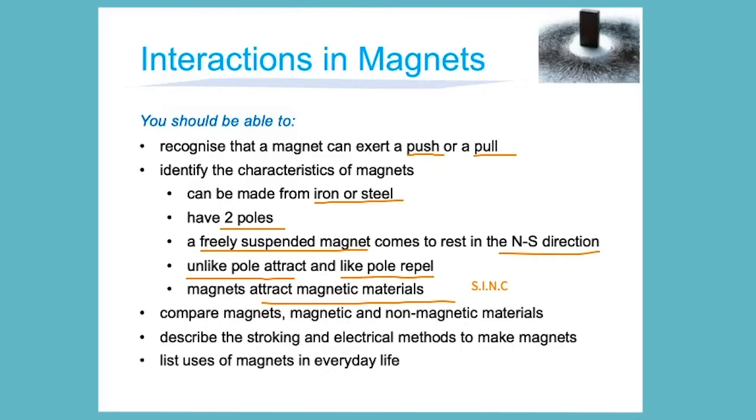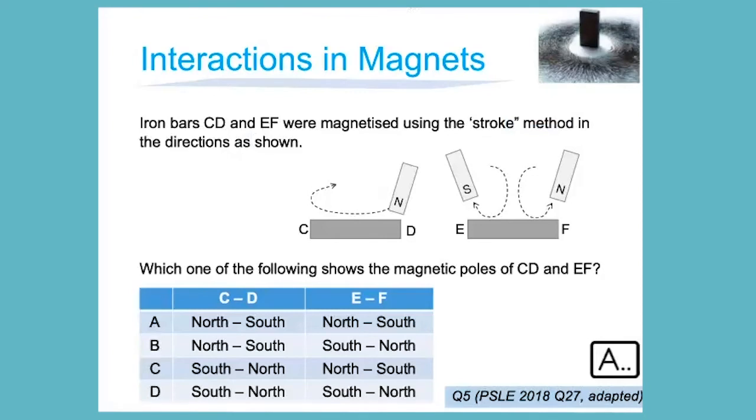Okay, you also will need to compare between the properties of your magnets, your magnetic materials, and the non-magnetic materials. What is the difference between a magnet and a magnetic material? A magnet with another magnet can repel, for example. But with 2 magnetic materials, you push them together, they can't attract each other, they can't repel each other. And you need to describe the stroking and electrical methods to make magnets. The electrical method will give you an electromagnet, for example, and you need to state the uses of magnets in everyday life. So let's look at this question.